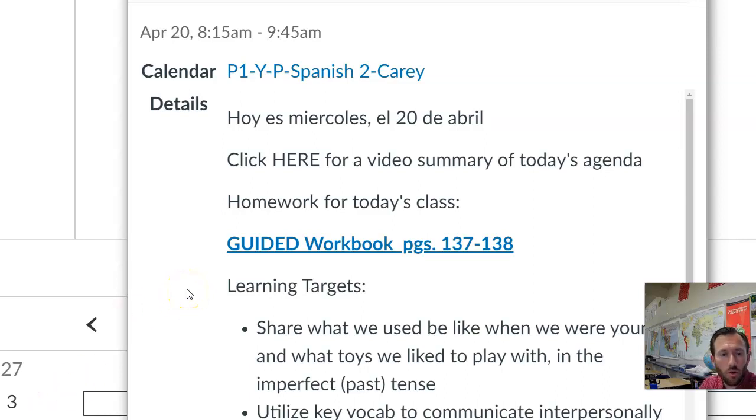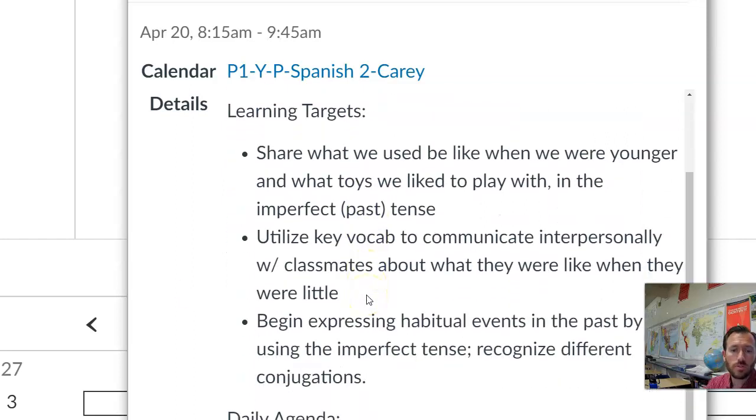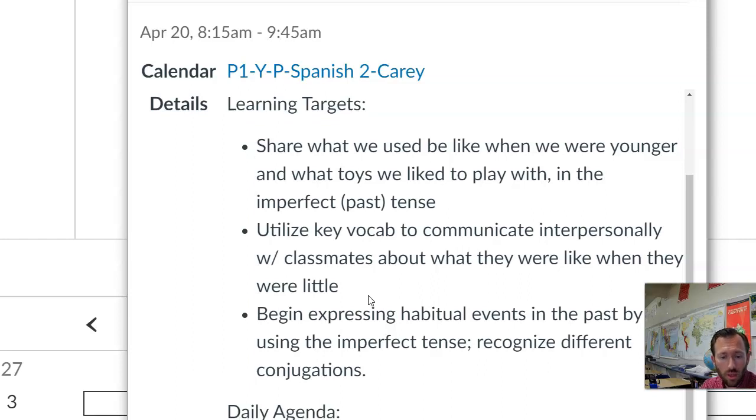Aquí tienen el horario para hoy, miércoles, el 20 de abril. You did have homework due for today. It was the guided workbook pages 137 to 138. Your learning targets for today are to talk about what you used to be like when you were little, and using the imperfect tense to do that, along with the key vocabulary.